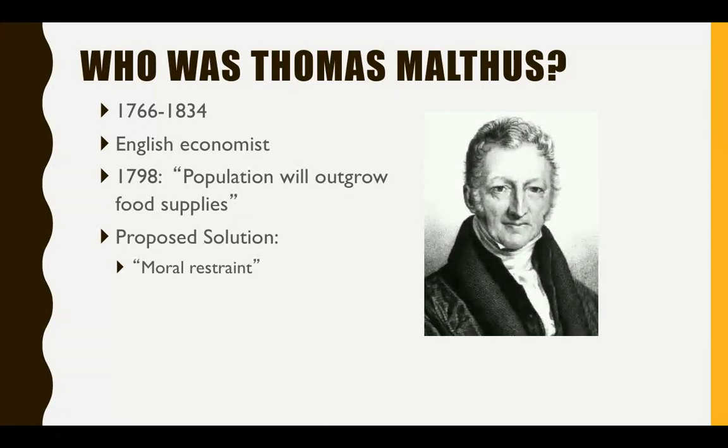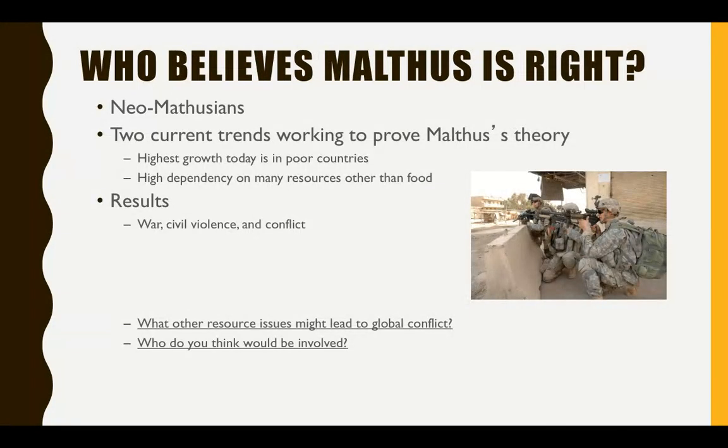All right. So people have looked back at Thomas and said, well, maybe he wasn't completely wrong. And maybe he was just ahead of his time. Because if we fast forward to today, we are having some problems with maybe outgrowing our food supply. And so we get to people who are considered neo-Malthusians. And those neo-Malthusians believe that two major trends are happening today.